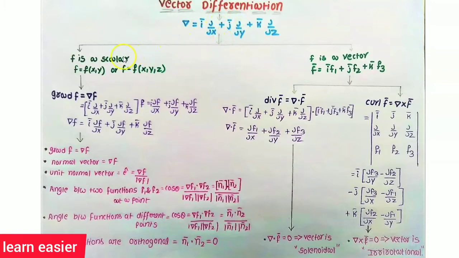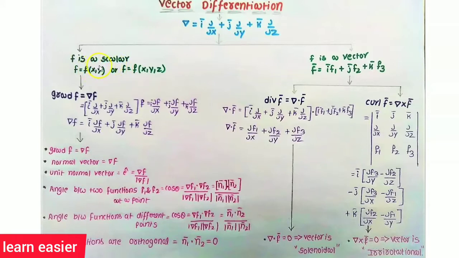Here are the two conditions. Either f is a scalar, that means f is a function of x comma y, or f is a function of x comma y comma z. Or f is a vector, that is f bar is equal to i bar into f1 plus j bar into f2 plus k bar into f3. If you have a function which is a scalar quantity, what do you mean by scalar quantity? The quantity which has only magnitude, with no mention of direction. Here you can see the given function has only magnitude, there is no direction. So it is known as a scalar quantity.